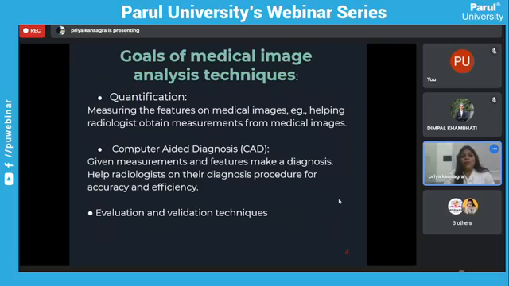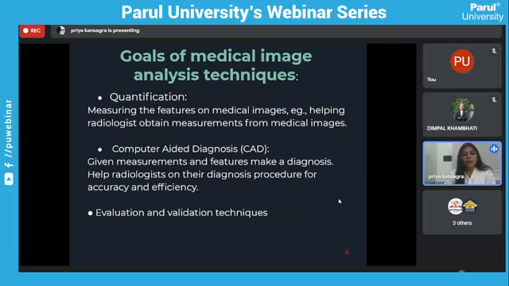Next, we have the goals of medical image analysis techniques. First of all, we should know the goals while we are focusing on a particular topic. There are certain points we should take care of: quantification, computer aided diagnosis, and evaluation and validation techniques. In quantification, we measure features on medical images like MRI, CT scan and X-ray, as mentioned before, and obtain measurements from the medical image. This is quantification. Now we have computer aided diagnosis.